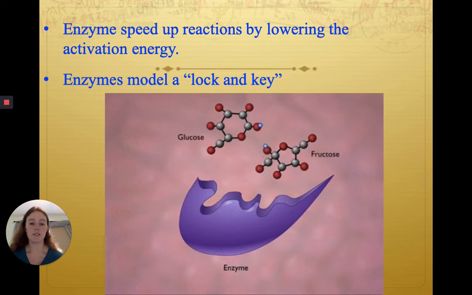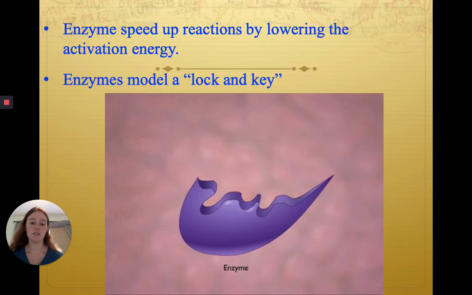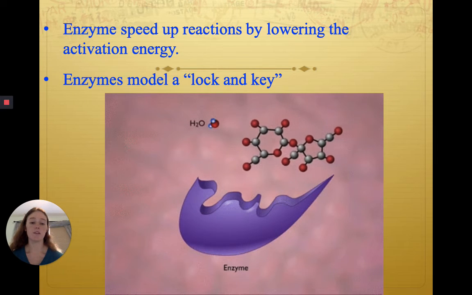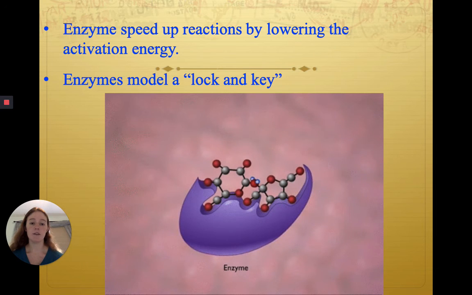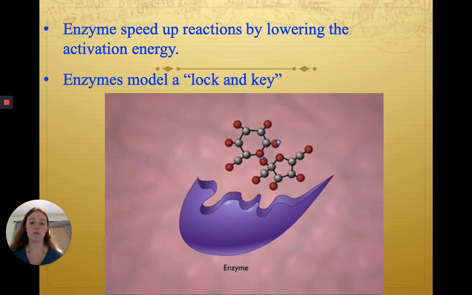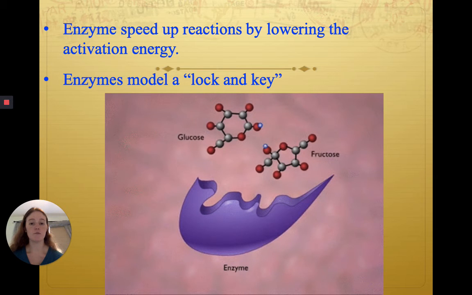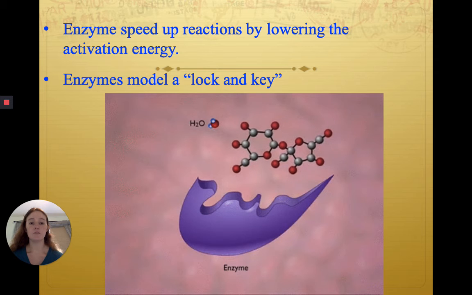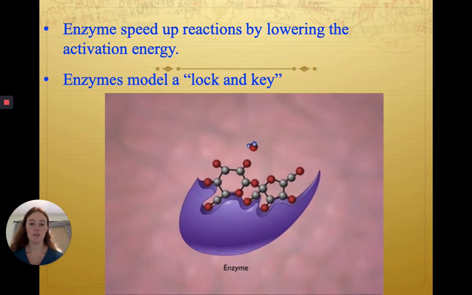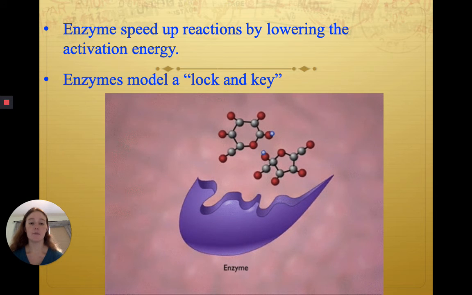So here you can see you have one substrate coming in there, it's going to bond with sucrose, that enzyme connects to it, and now it is going to split them apart. And then that enzyme is going to go out there and find another sucrose molecule to split apart. So notice that a little bit of water is also coming in there, and that is helping that reaction to separate.